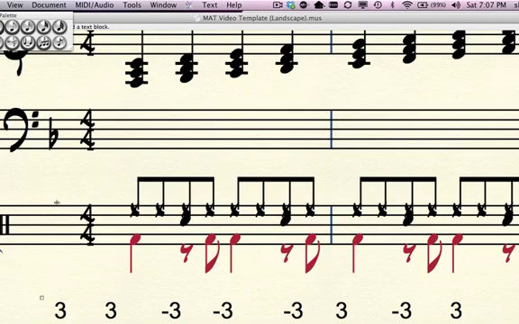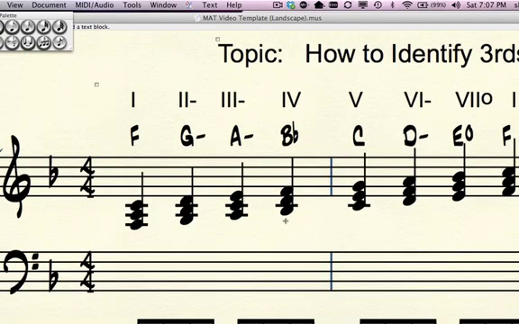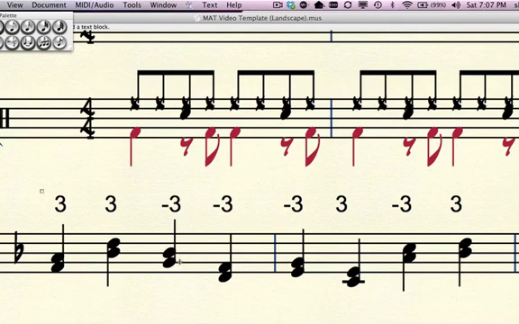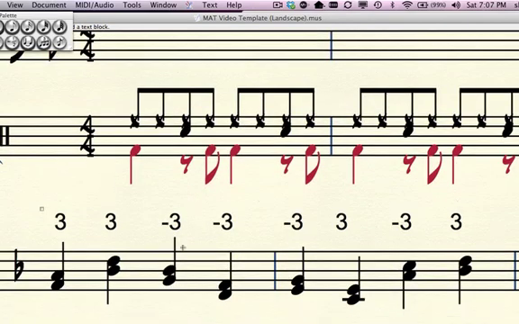First scale degree is a major triad. This starts on the fourth scale degree. The fourth scale degree creates a major triad. This starts on the second scale degree. The second scale degree creates a minor triad. Therefore, it's a minor third. Okay, hopefully you're getting the idea now.